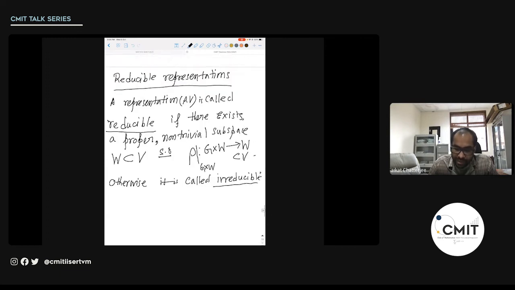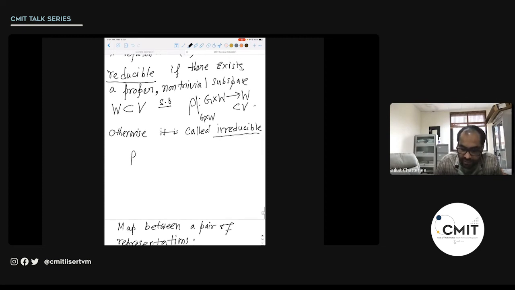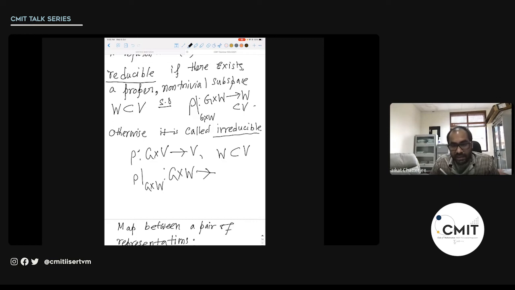Now the natural question is, suppose you have a map like this, G cross V to V. Now you take a subspace W of this V. Now you can restrict this map to G cross W. There is no guarantee that this map actually takes you to W. In general, it will still be in V. It's not necessary that it will be inside W. You can restrict the domain on your left hand side, but it is not guaranteed that the image will also fall in this subspace.